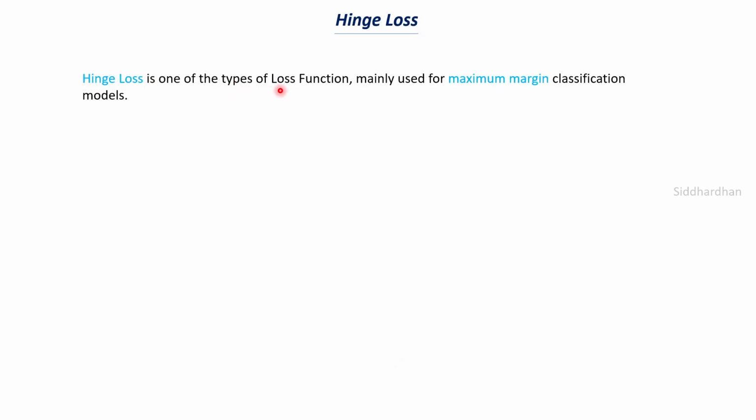So hinge loss is one of the types of loss function, as I've told you, and it is mainly used for maximum margin classification models. Support vector machine is actually a classification model. We know that it is a classifier. It is used in regression as well, but we are mainly focusing on classification, right? So maximum margin classification. We know that this margin value should be very large, so that the SVM classifier can segregate the data points clearly. So we are focusing on increasing this margin space, and this is where hinge loss will be very useful for us.